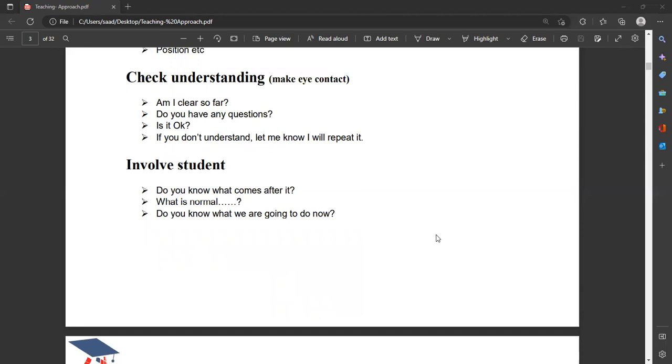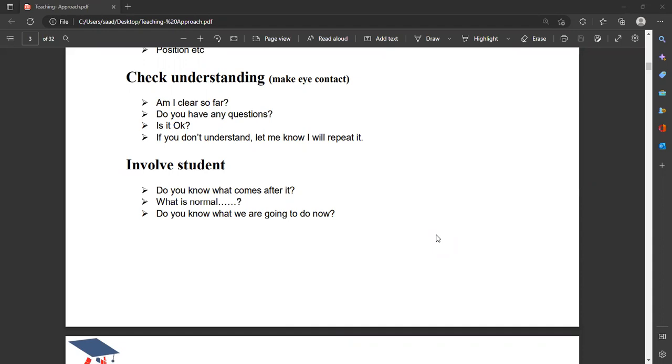Are you getting me? Am I clear? Is there anything you would like me to repeat? Is there any step which is unclear? Is there any ambiguity? If you have any problem, just let me know, I will repeat it for you. So you check the understanding, and you just have to check like two to three times. Don't ask too much, just one or two times in the procedure. Just make eye contact. When you make eye contact, you will know whether the student is interested or not. This will also give you a glimpse of whether he's interested in teaching or not.